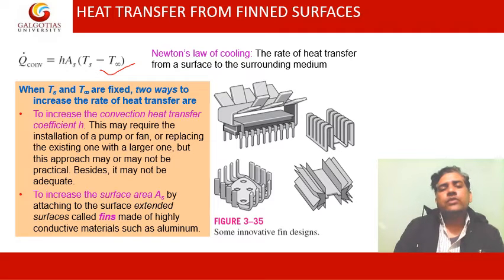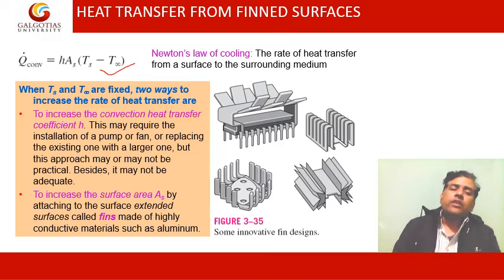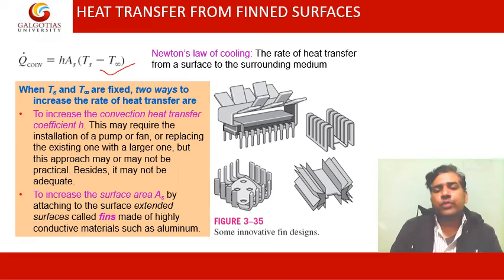There are two ways to increase the heat transfer rate. The first way is to increase the convection heat transfer coefficient h. This may require the installation of a pump or a fan, or replacing the existing one with a larger one, but this approach may or may not be practical. Besides, it may not be adequate. The other way is to increase the surface area by attaching extended surfaces. These extended surfaces are called fins, and they are made of highly conductive material such as aluminium.